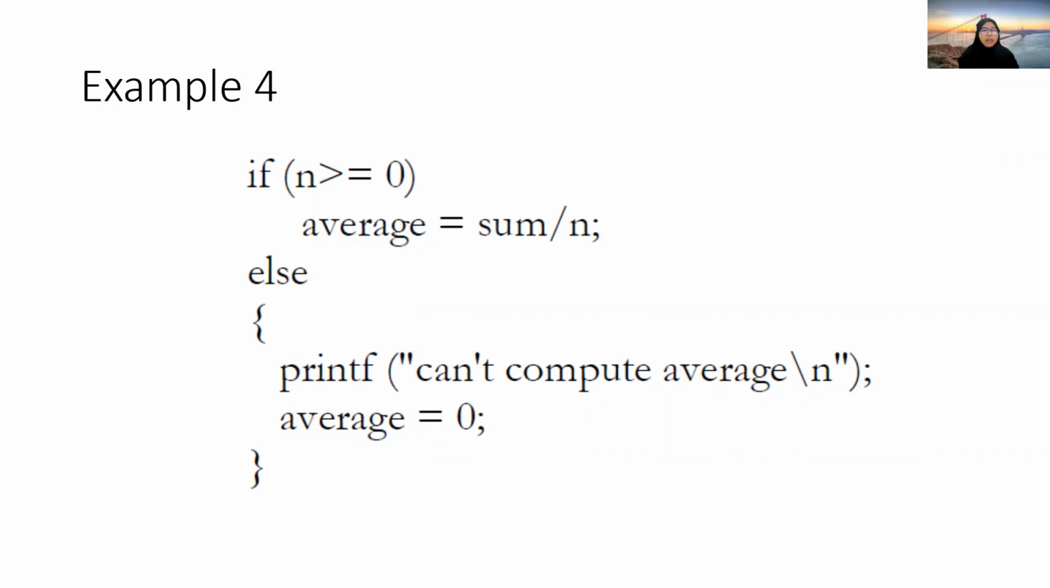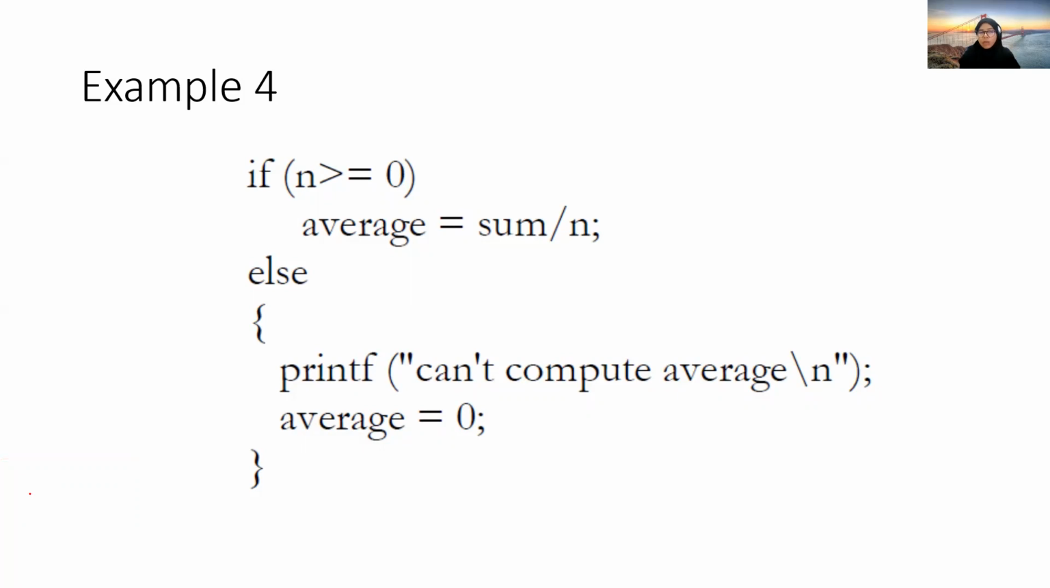Tambah lagi. All right. Example number 4. If n is bigger or equals to 0. Okay. Yang ni ke? Okay, yes. If n is bigger or equals to 0, so maksudnya you want to take the positive n. Average is equals to sum divided by n. Okay. And if n is negative, the message that will be displayed is cannot compute average. And then you reset the average to be 0.